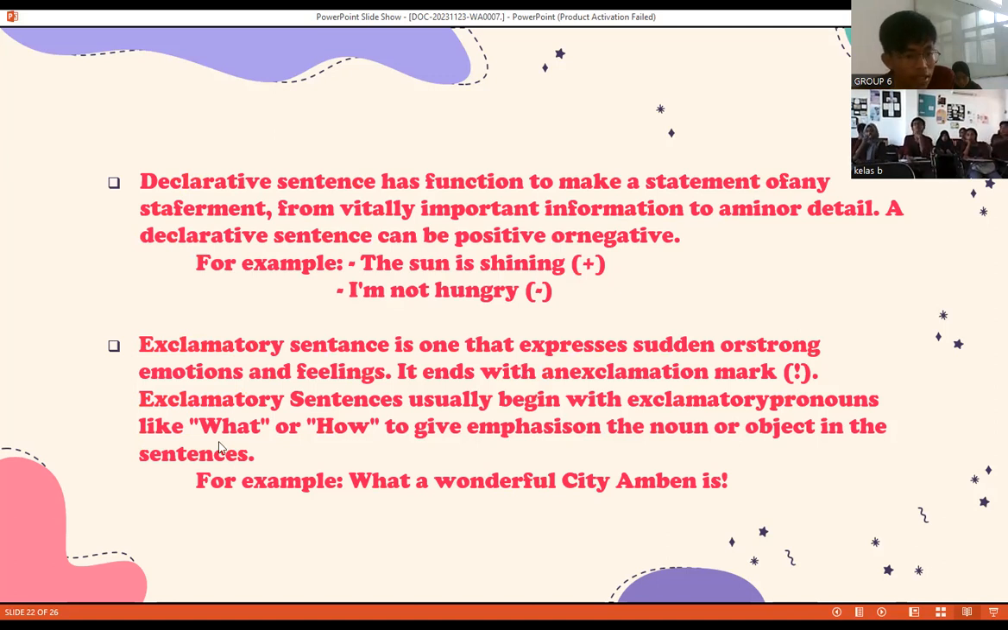Then the exclamatory sentence. This sentence expresses sudden or strong emotion and feelings. So if you feel strong emotion, usually you use this sentence. It ends with an exclamation mark. Exclamatory sentences usually begin with exclamatory words like what or how to give emphasis to the noun or object in the sentence. For example, what a wonderful day it is.